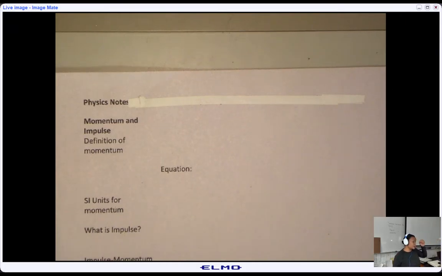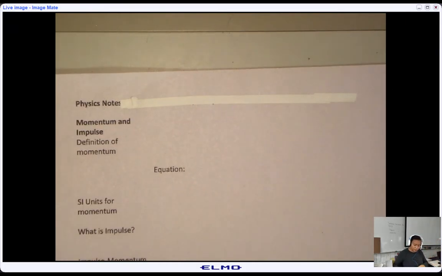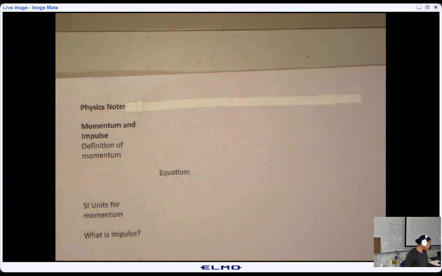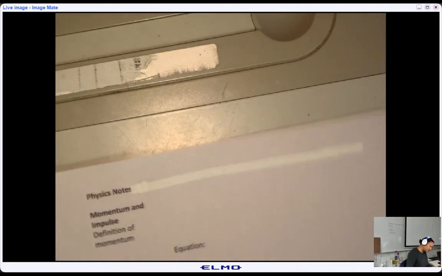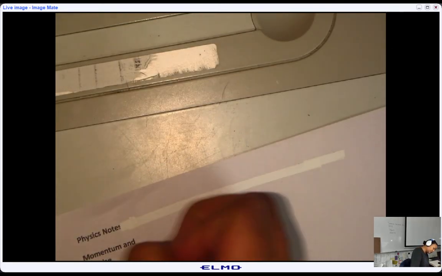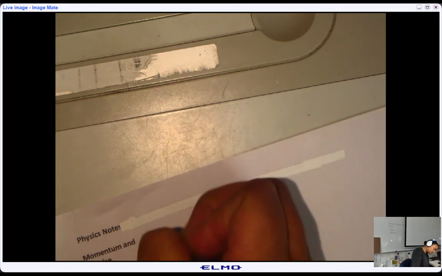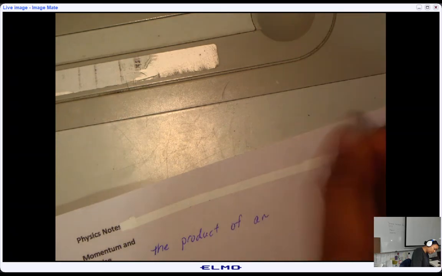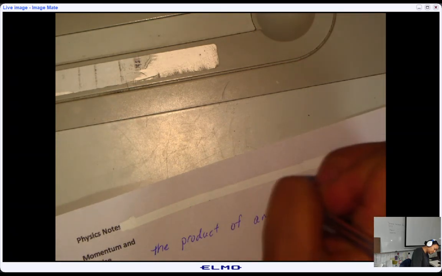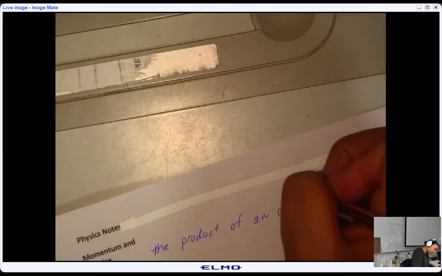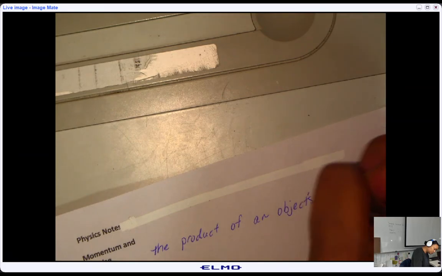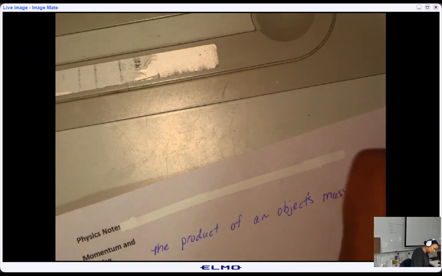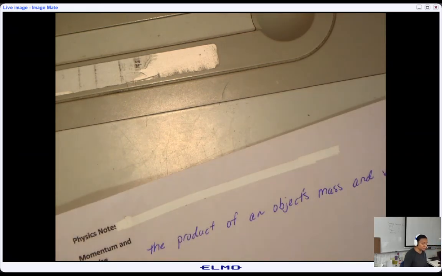All right, so momentum and impulse. Definition of momentum: it is the product of an object's mass and the object's velocity. Okay, again, it's the product of an object's mass and velocity.